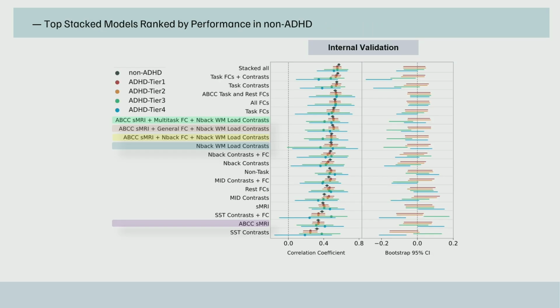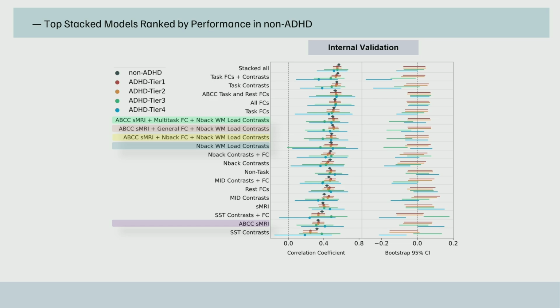So here you can see the ranking of stacked models based on their performance in our non-ADHD group. And on the right panel, what you see is the bootstrap confidence interval for the comparison between non-ADHD and each of the ADHD tiers. So if the bootstrap interval passes through the 0 line, that means that there was no significant difference revealed between non-ADHD and each of the ADHD tiers. Based on this, we can say that all of our stacked models showed no significant difference between non-ADHD and tiers 1 and 2. And this was the same for the majority of them for tiers 3 and 4.